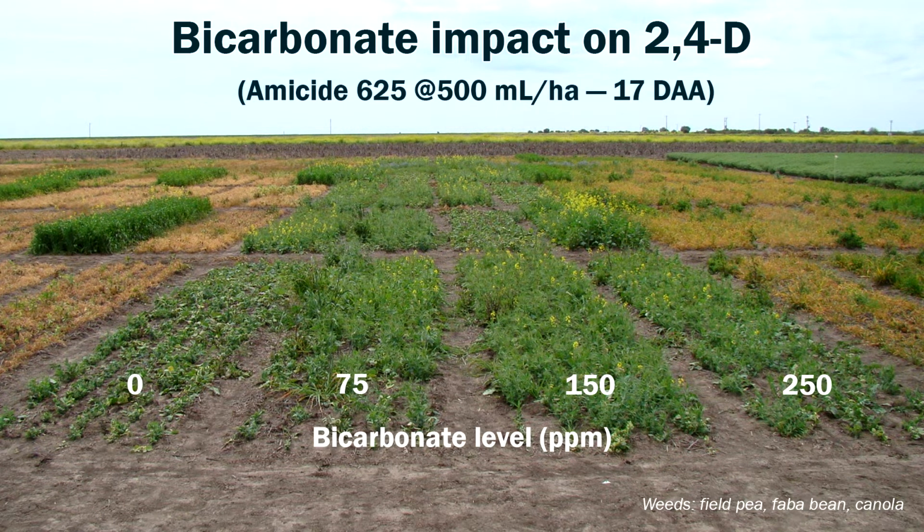Along the front row, you can see bicarbonate levels ranging from 0 on the left through to 250 parts per million on the right, and efficacy is decreasing as the bicarbonate level increases. But also, significantly, when you look at the 75 parts per million, we've already lost a fair amount of efficacy.